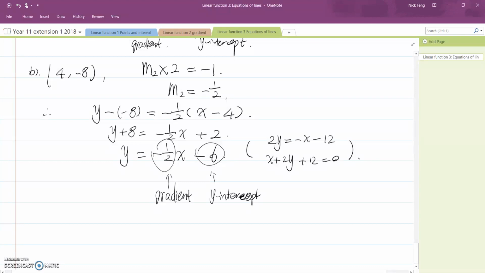Normally the point is given, but the gradient is not. So you have to use your skills or whatever you have learned before, based on the given information, to find the gradient. That's a common approach.